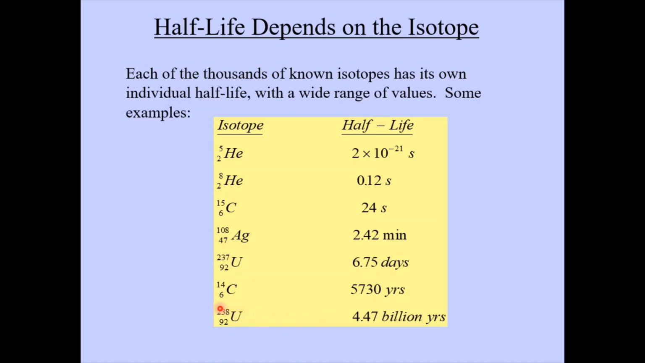So obviously, uranium-238 is much more stable than helium-5, because helium-5, every trillionth of a trillionth of a second, is going to basically decay, leaving only half of what is left. For uranium-238, it takes 4.5 billion years to lose half of our original sample, meaning this is going to decay much, much more slowly. So there's a huge range in half-lives.